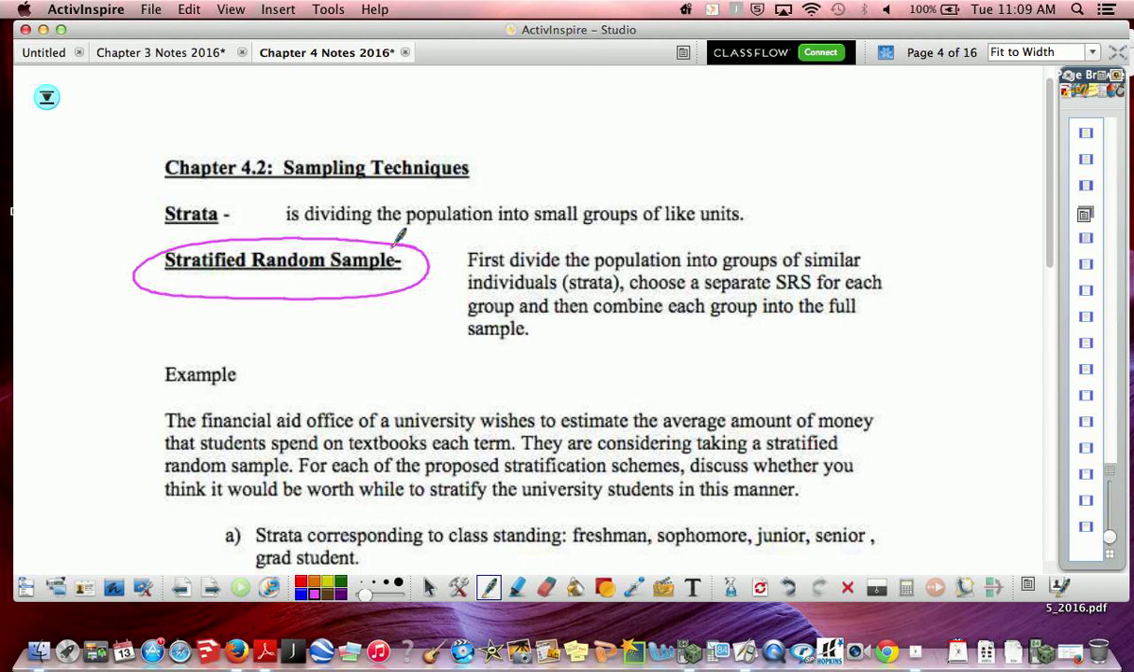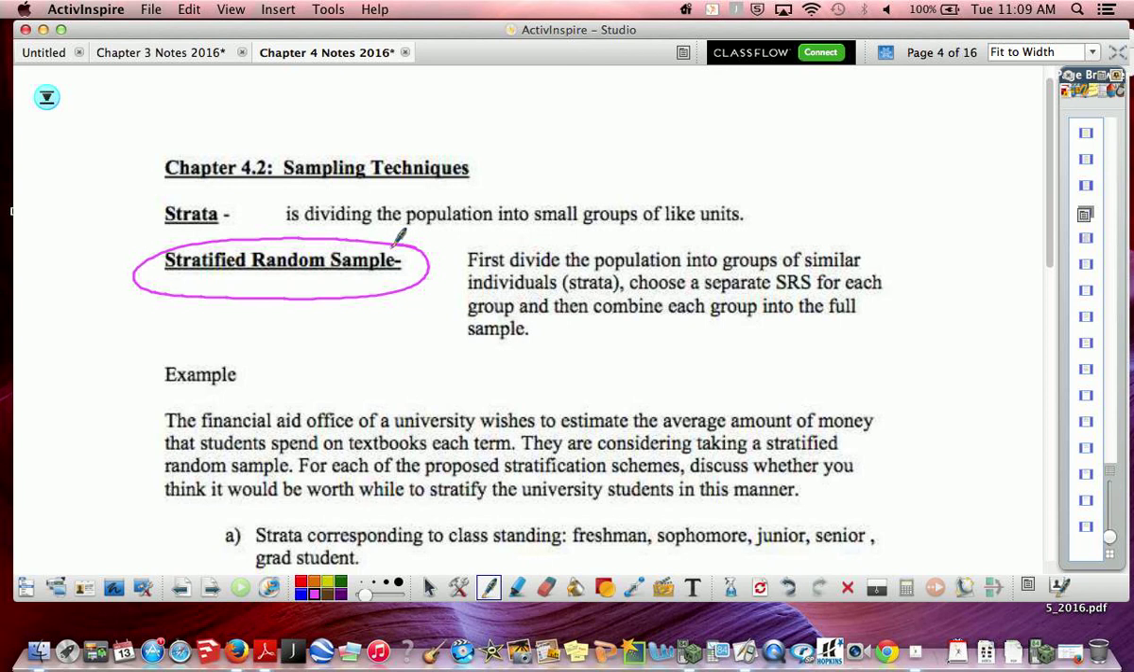So you might again say, well, why would you want to do that? Again, stratifying helps you make sure that you include different groups, or you might get different results if you were to stratify by certain things.